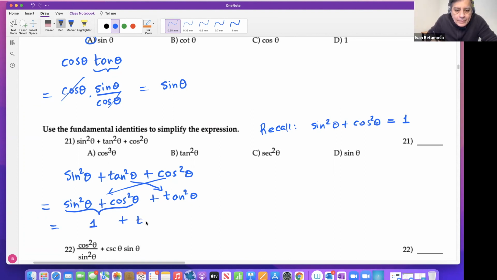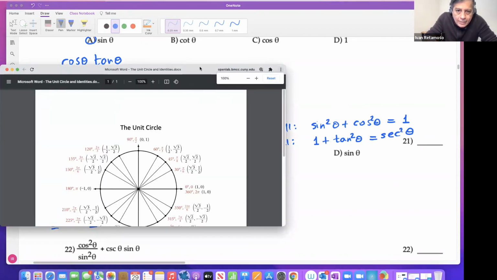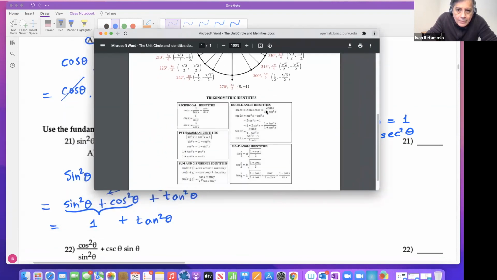1 plus tangent square of theta. Okay. But also recall, there is this other Pythagorean identity that says that 1 plus tangent square of theta equals secant square of theta, right? And you may say, Professor, where can I find this identity?